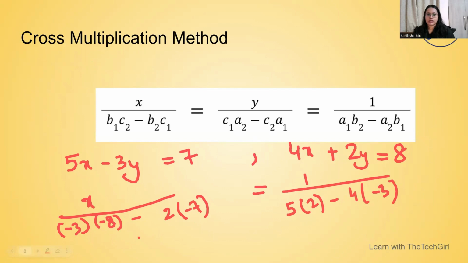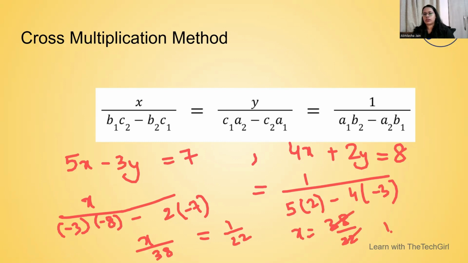Okay, when you calculate this, you get what? x over 38 equal to 1 over 22. So x is equal to 38 over 22. When you do the simplification, this becomes 11, this becomes 19. So 19 over 11 is your x. And then you put this value in the equation to find the value of y, or you can use this equation to find the value of y.